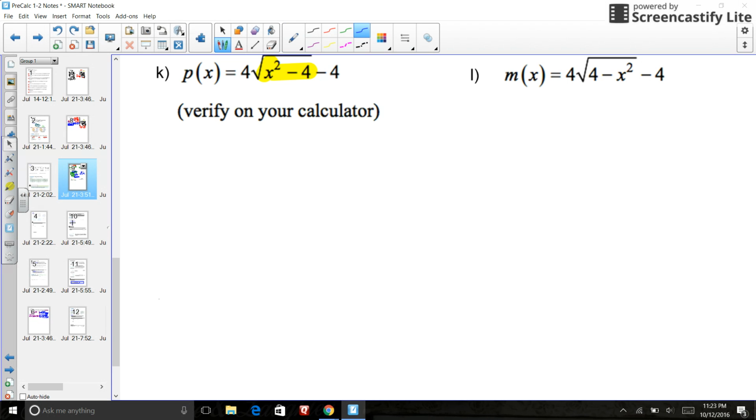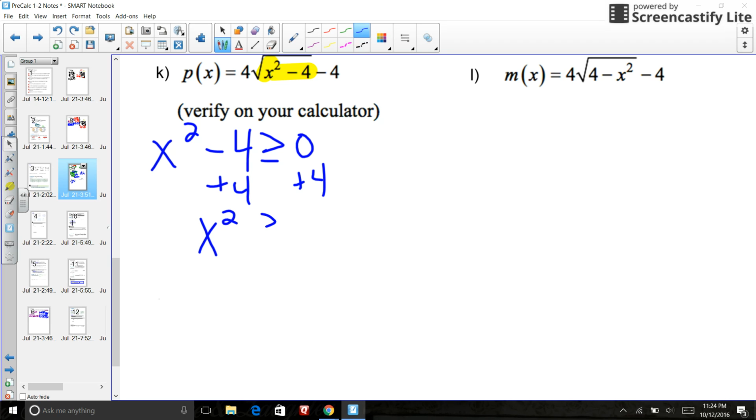I know that that can't be negative. So I'm going to say x squared minus 4 has to be greater than or equal to 0, correct? Good. So I'm going to add 4 to both sides. You might say, but couldn't I do plus 2 minus 2? Totally could.